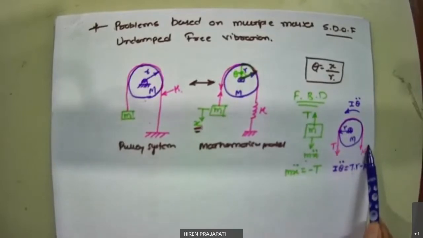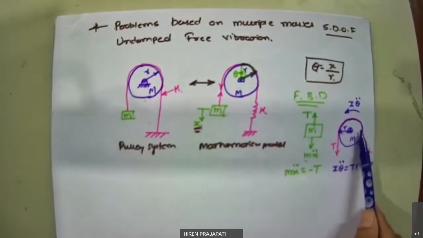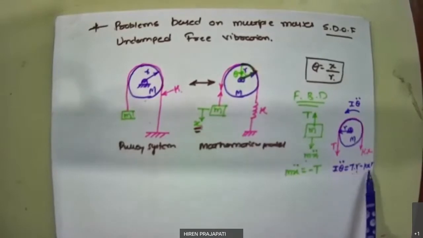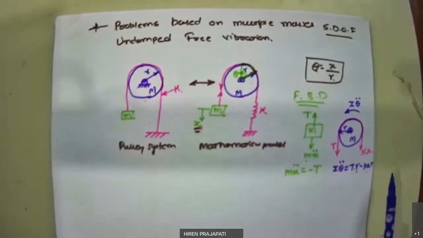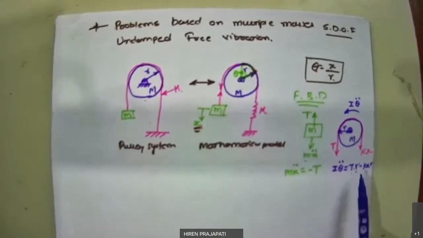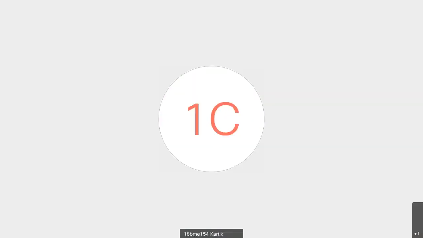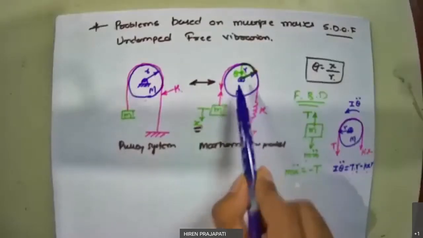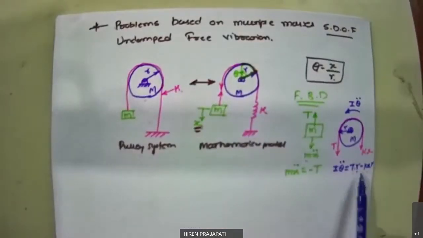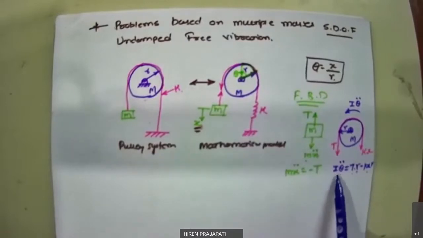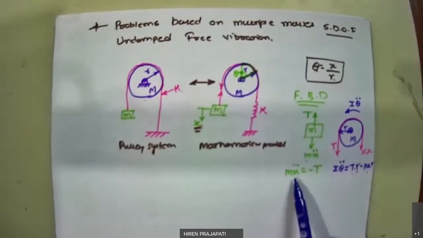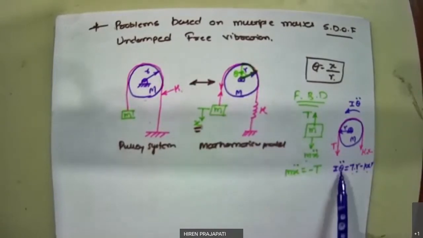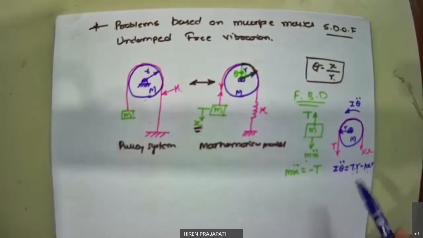Similarly, Kx is the spring force, so Kx into R is again torque. So we need to consider R, because we are talking about torque, not force. Okay. So that's why we are considering torque here. So please remember, whenever you get any rotating system, you need to consider torque in Newton's second law, because you are talking about a torque equilibrium. So I theta double dot is the inertial torque. Here mx double dot is the inertial force. Here, inertial torque, right? Okay.